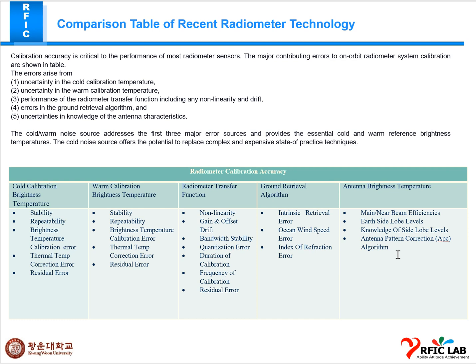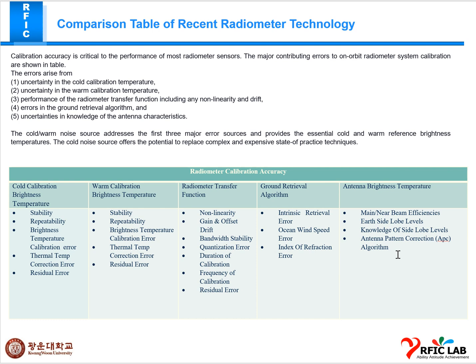In this, cold and warm, these two different noise sources, it has three major error sources which provide essential cold and warm reference brightness temperature. The cold noise source has the potential to replace the complex and expensive state of practice techniques. As you can see, this table is about radiometer calibration accuracy, how accurate it is.